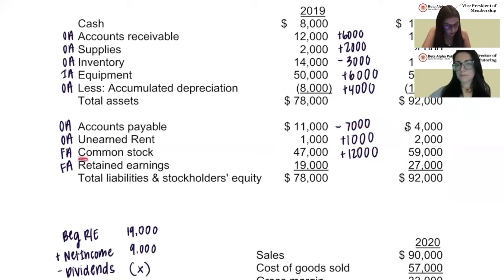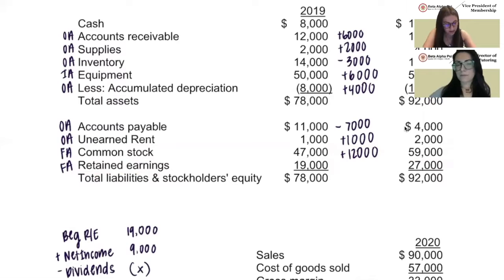Now our common stock and our retained earnings have to do with our equity, and that's going to go into our financing activities. Common stock at the beginning of the year was 47,000, and at the end of the year it was 59,000. It increased by $12,000 during the year. And our retained earnings we'll worry about a little bit later.